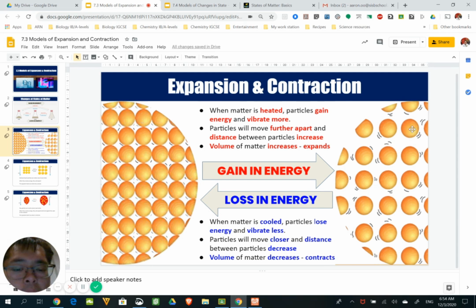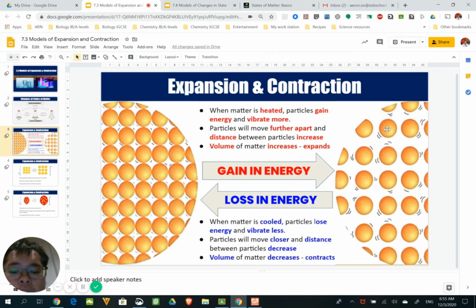Now, the opposite holds true if they lose energy, from gas to liquid to solid. We're going backwards this time. If matter has been cooled down, energy will be lost. When there's less energy, there'll be less vibration. Particles will move closer, the distance will decrease, and your volume will also decrease.